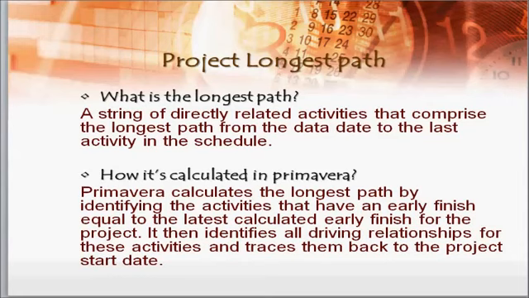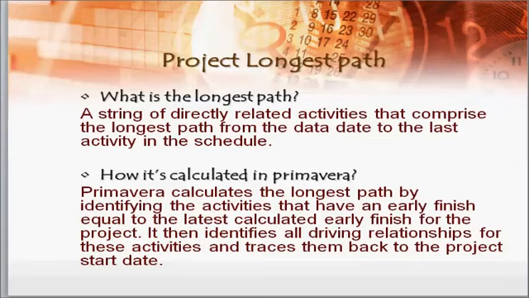The second method is the longest path. The longest path is a string of directly related activities that comprise the longest path from the data date to the last activity on the schedule. How is it calculated in Primavera? Primavera calculates the longest path by identifying the activities that have an early finish equal to the latest calculated early finish for the project. It then identifies all driving relationships for these activities and traces them back to the project start date.